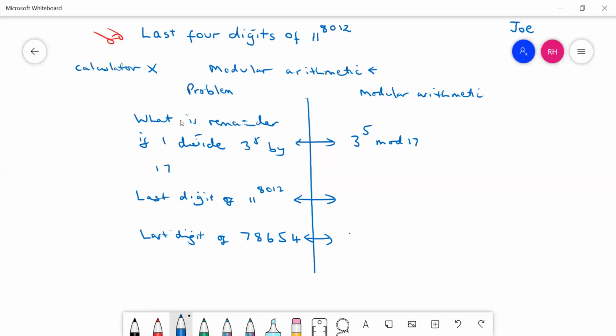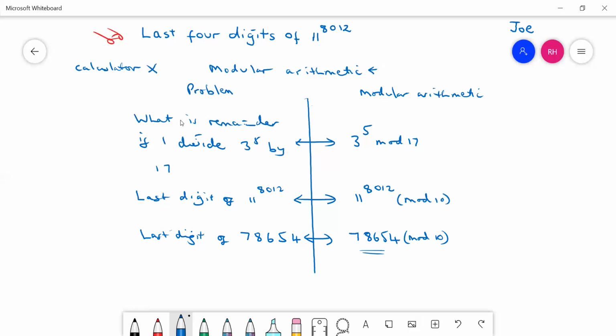The way we would do that is 78654 mod 10. After all, if we divide this number by 10, then the remainder is going to be the last digit. So what I'm saying is back up here, instead of writing the problem for the last digit, we could just go mod 10.